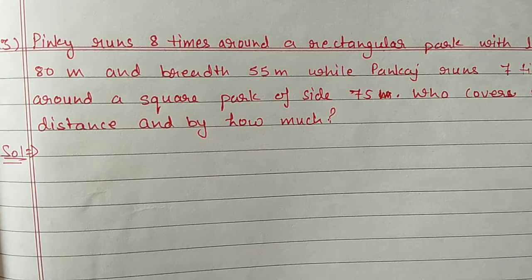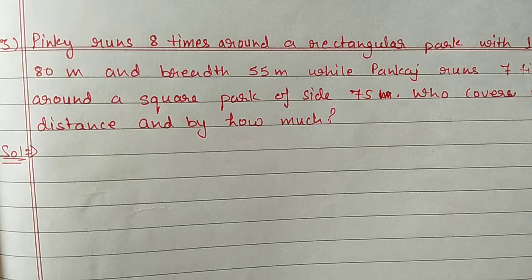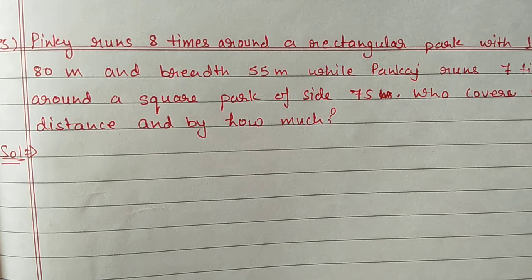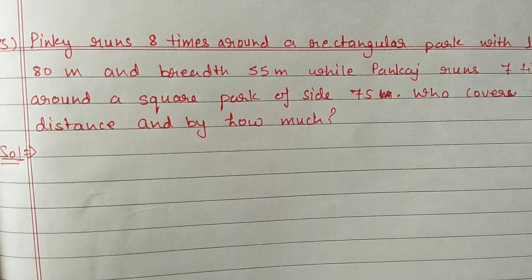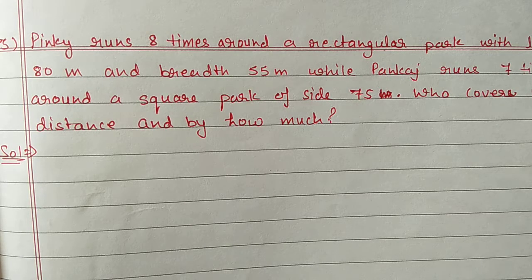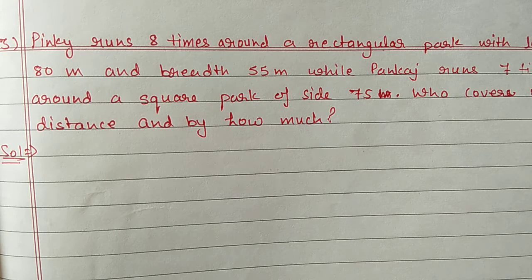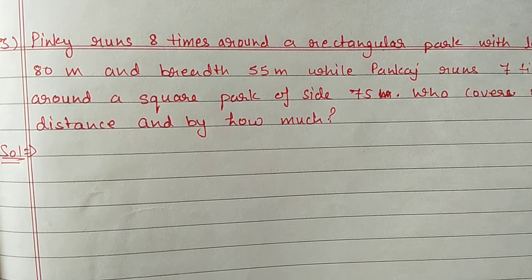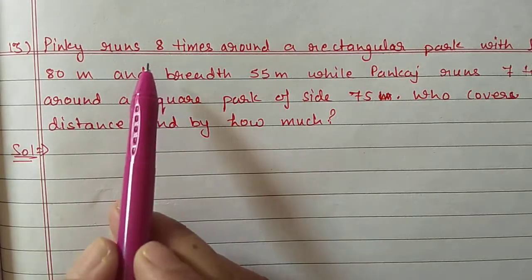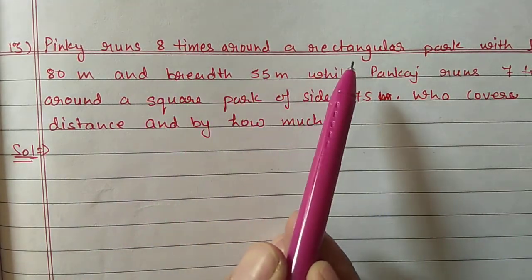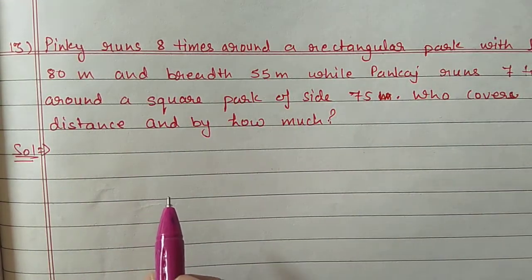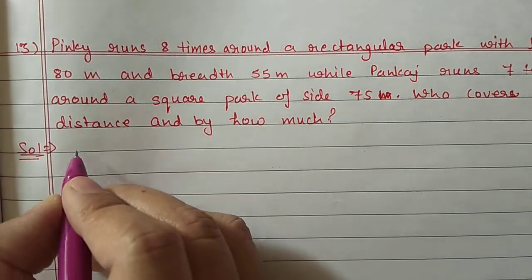Next, question number 13. Pinky runs 8 times around a rectangular park with length 80 meter and breadth 55 meter, while Pankaj runs 7 times around a square park of side 75 meter. Who covers more distance, and by how much? First we will calculate the distance covered by Pinky and Pankaj, and then we will compare. Pinky is taking rounds of a rectangular park, so first we will find the perimeter of the rectangular park.